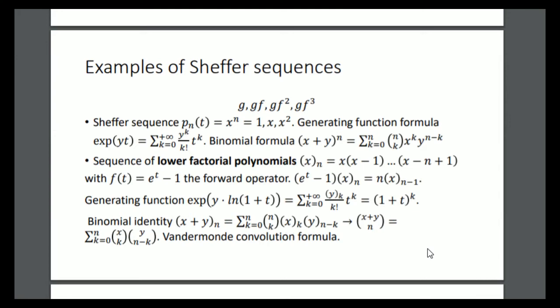So now we can consider the Sheffer sequence of just the polynomials x to the power of n. Here you have the functions 1, x, x squared, etc. I think you can find g and f pretty easily. If you apply the generating function formula, you find that exponential of yt is just this, which is not really useful, but it confirms that the formula works, at least for this one.